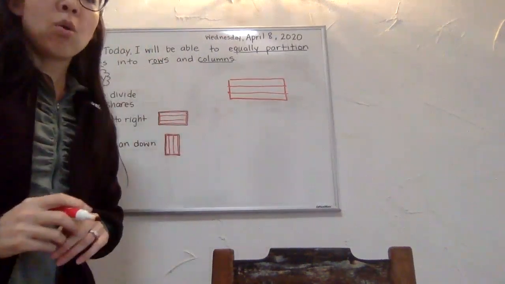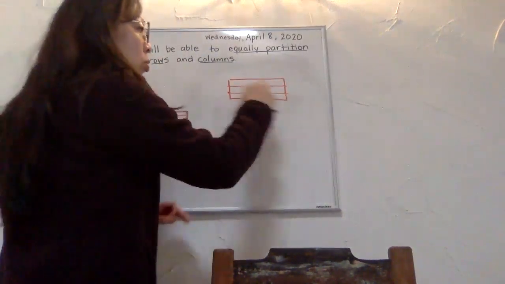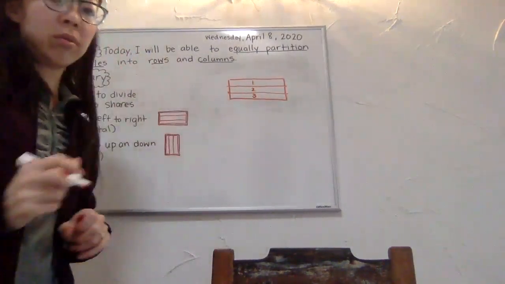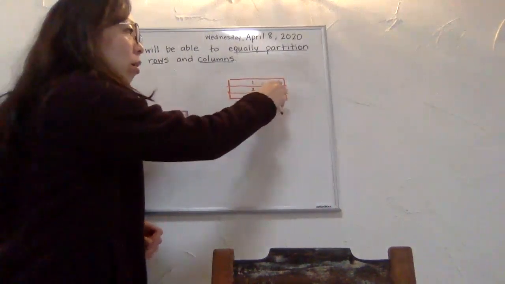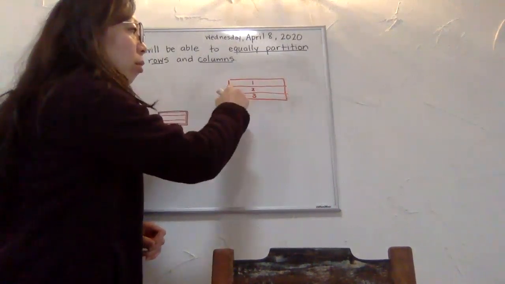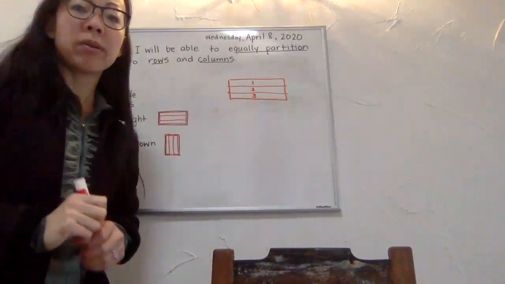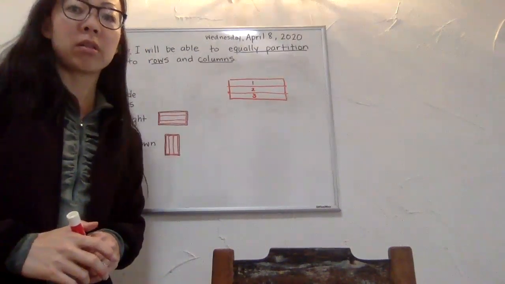How many rows do we have? We only drew 2 lines, but look, we have 1, 2, 3 rows. Remember, the rows are the part of the rectangle that we're breaking up. You see how we broke up the rectangle? We partitioned it into 3 different parts.